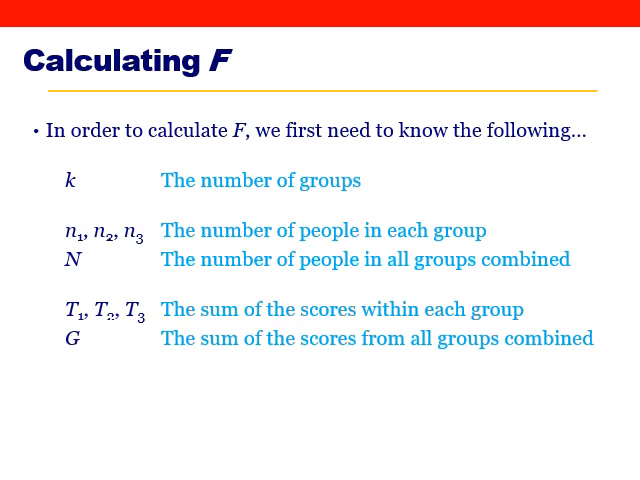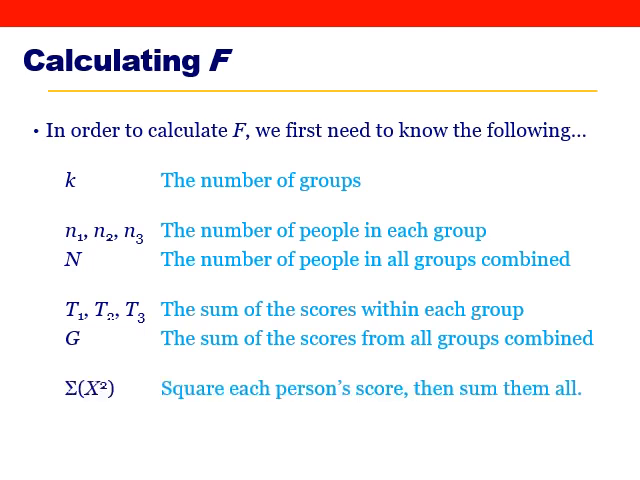We also have what's called a big T, or total score, for each group, which is just the sum of the scores within each of the groups. So big T1, for example, would be the sum of all of the scores of the people in group 1. Big T2 will do the same for group 2, and big T3 will do the same for group 3. We also have a number called G, which is the sum of all of the scores of all of the participants combined.